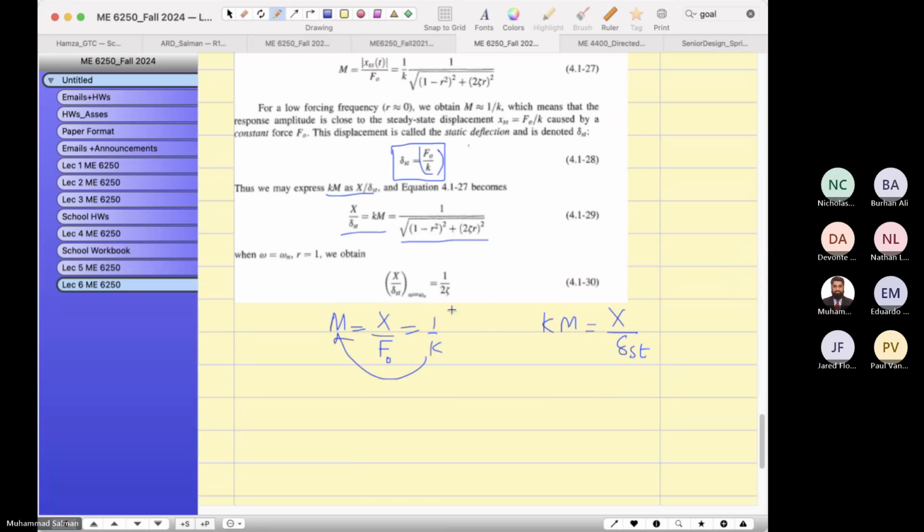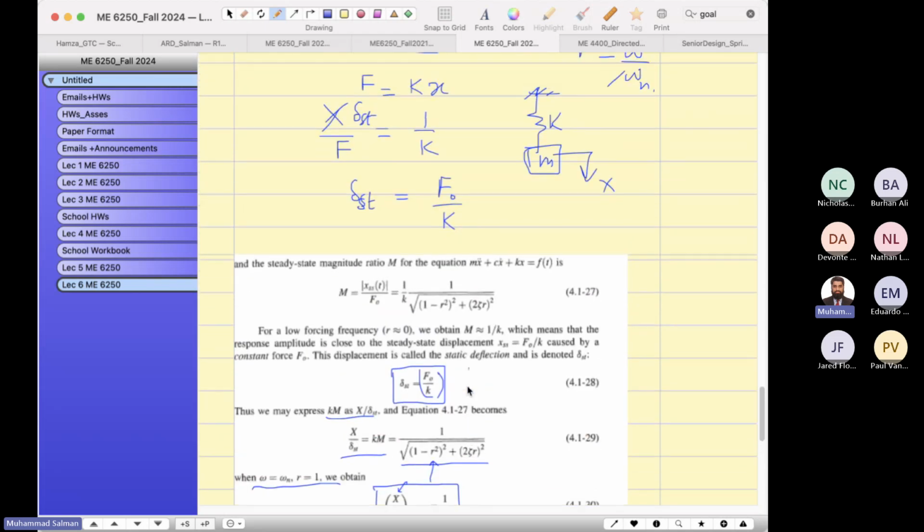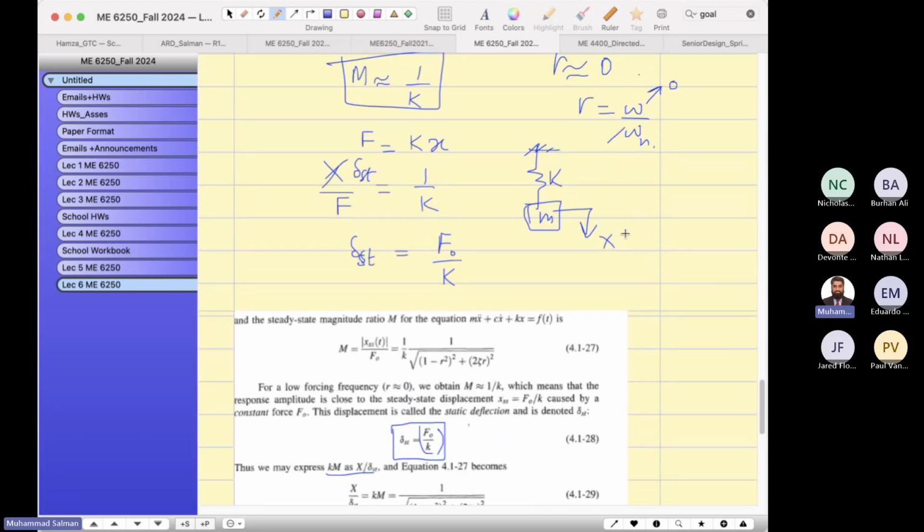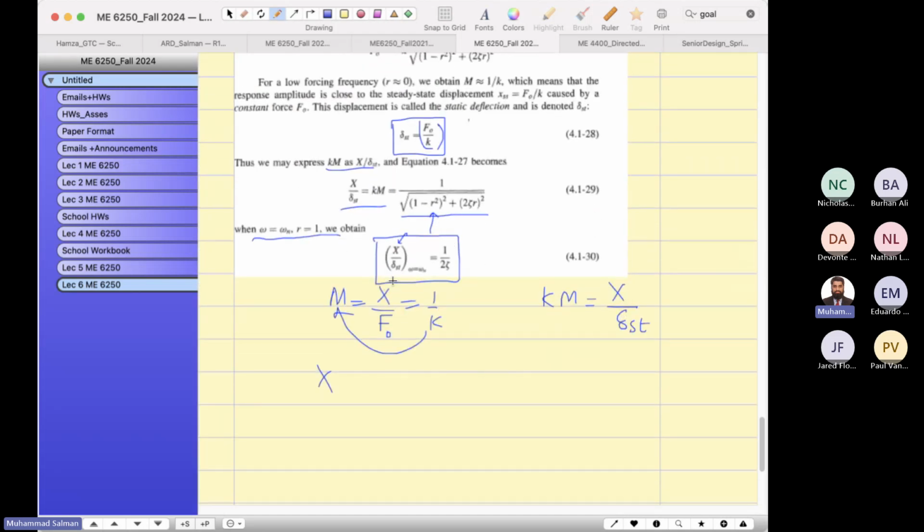So for r equals to 1, when you plug in 1 over here, what happens? You are left with this answer. So this X is the response, and at any instant, this is not equal to static deflection. This is the response of the forcing function. So this response you are actually doing this dimensionless quantity with 1 over 2 zeta. This is a special case when r equals to 1.